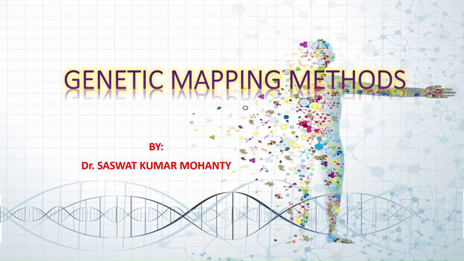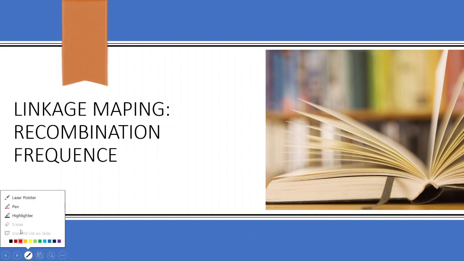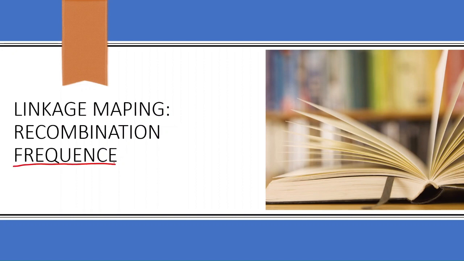Myself, your educator, Dr. Saswat Kumar Mohanty, and in this video, I am going to talk with you about genetic mapping methods. And the first part of genetic mapping methods is recombination frequency. Recombination frequency is one of the most important parts of genetic mapping, because when you do genetic mapping, you have to find the recombination frequency.